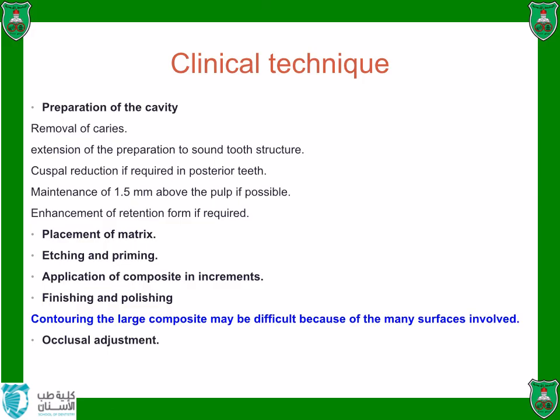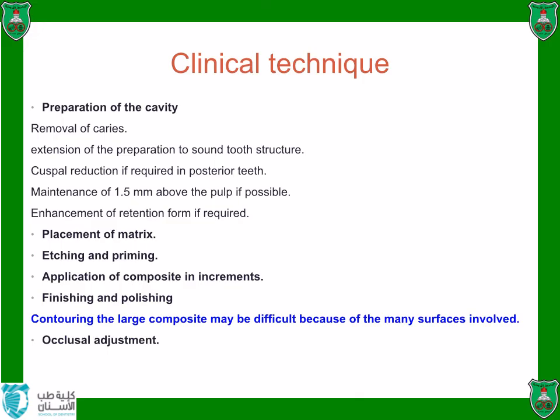Then you will etch and prime. You have different choices of material you choose. Then you will apply your composite in increments. Try first to restore the proximal surfaces, the buccal and lingual, and then you will continue with the cusps and other anatomy inside the tooth. You will finish and polish the composite.